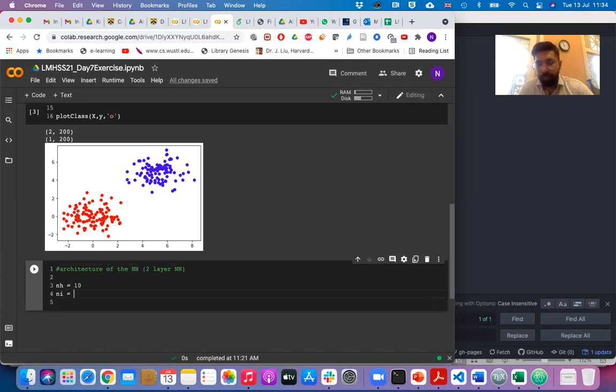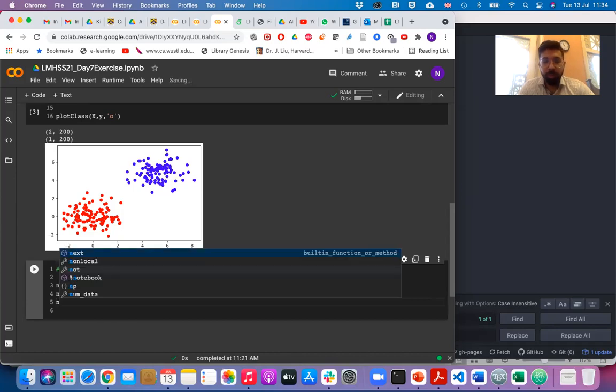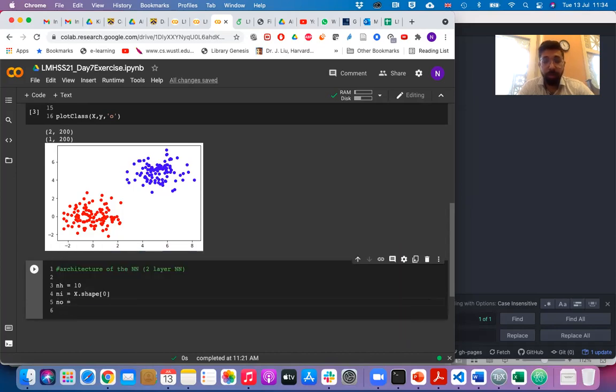Okay. What is the number of input units? What is the size of the input? It depends on the shape of X. It would be X shape 0, the number of rows in X. And what is the number of outputs? This should depend on Y. It should be the shape of Y, the number of rows in the shape of Y. Everybody understands this? The architectural parameters of my neural network.